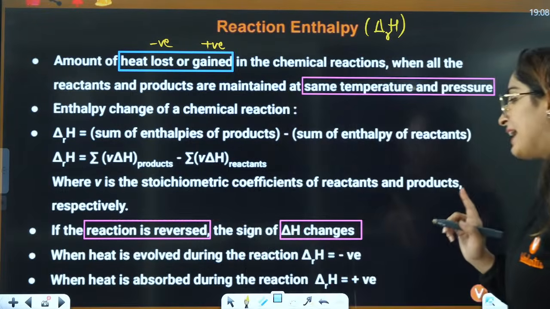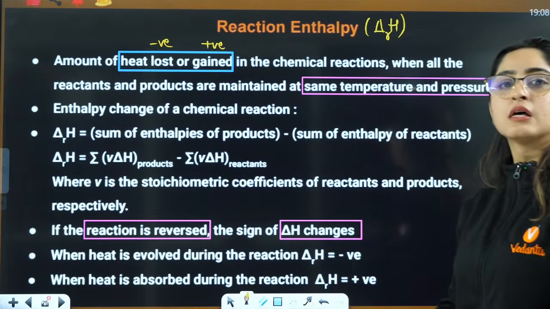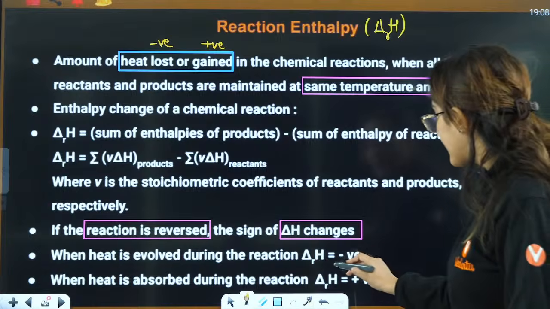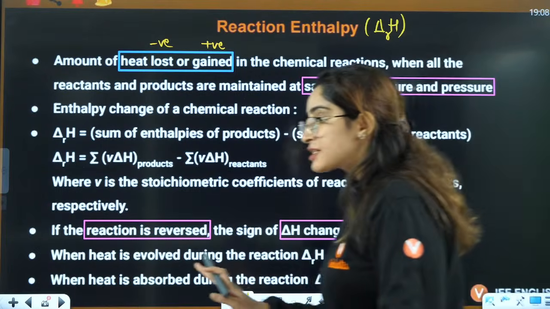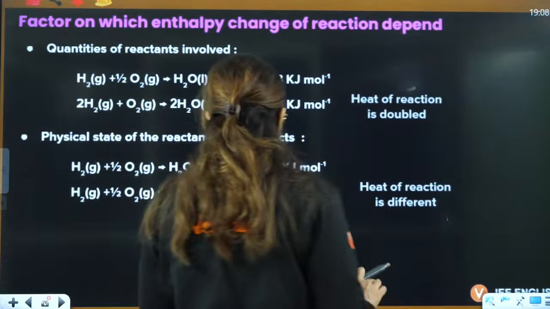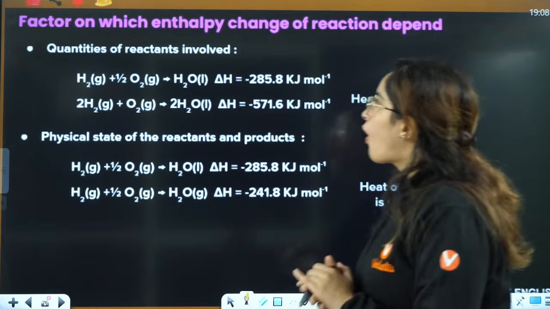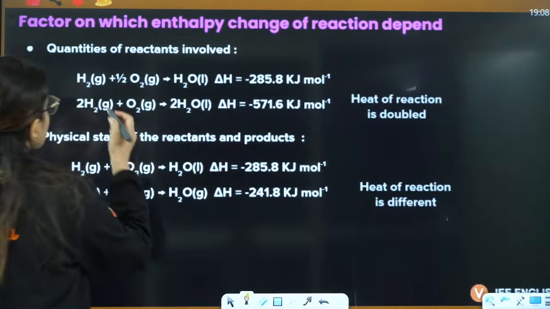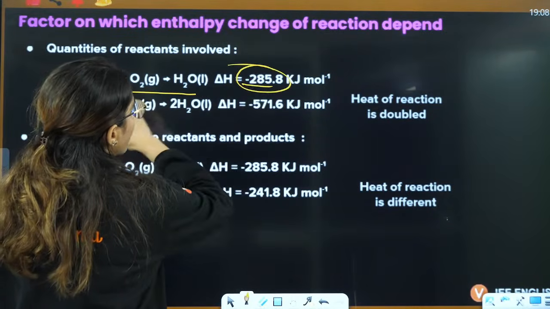When heat is evolved during the reaction, that means it is released, that is negative. If it is absorbed, that is positive. That is about delta H of that reaction. Now let's see this question here. Very important: the quantities of reactants involved. If you see in this particular reaction, it is minus 285.5.